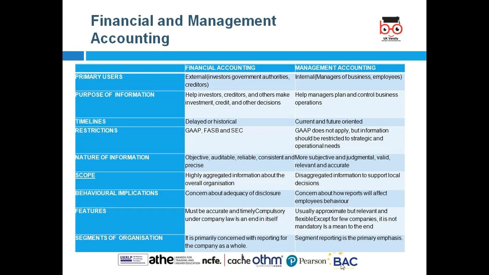The primary users are external and internal. The purpose is to help investors, creditors, and different stakeholders, both internal and external, but management accounting is more internal. The timeline for financial accounting is every 12 months, but there is no timeline in management accounting. In financial accounting, we need to follow GAAP, the Generally Accepted Accounting Principles in the UK, and other countries have different legislation. Any questions?